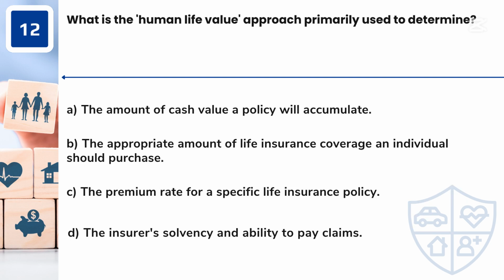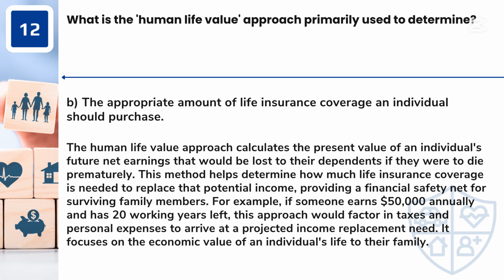Question 12. What is the human life value approach primarily used to determine? A. The amount of cash value a policy will accumulate. B. The appropriate amount of life insurance coverage an individual should purchase. C. The premium rate for a specific life insurance policy. D. The insurer's solvency and ability to pay claims. Answer: B. The appropriate amount of life insurance coverage an individual should purchase.